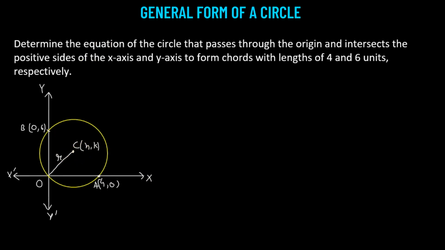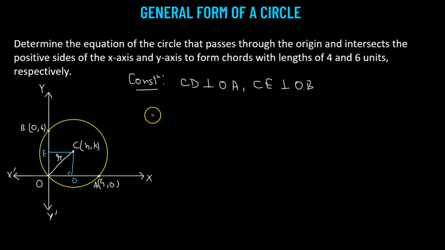For this, let's do a construction here. We're going to drop a perpendicular from the center of the circle C to the chord OA. So this is going to be perpendicular. Let's call the foot D. So CD is going to be perpendicular to the chord OA, and we're going to drop another perpendicular on the y-axis, and we're going to call it CE. So we are drawing CD perpendicular to the chord OA, and CE perpendicular to the chord OB.